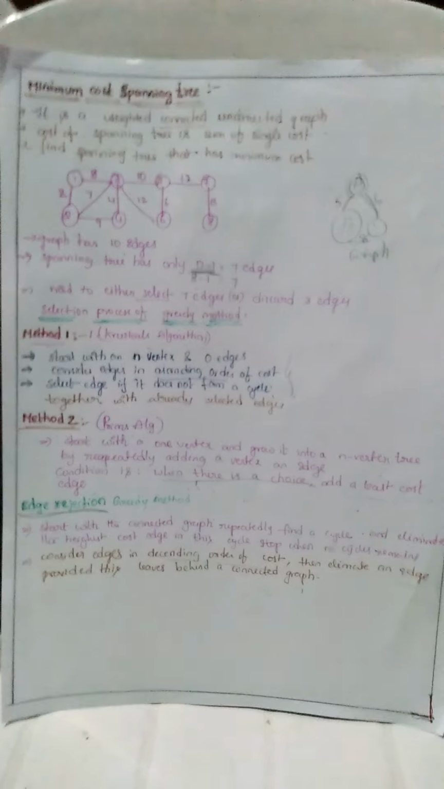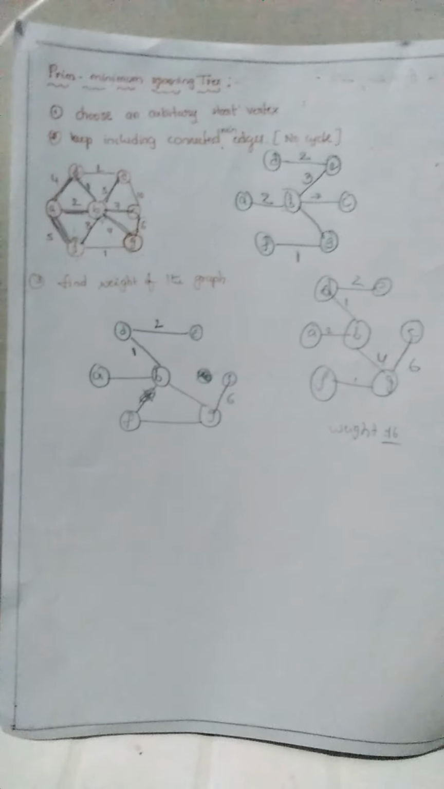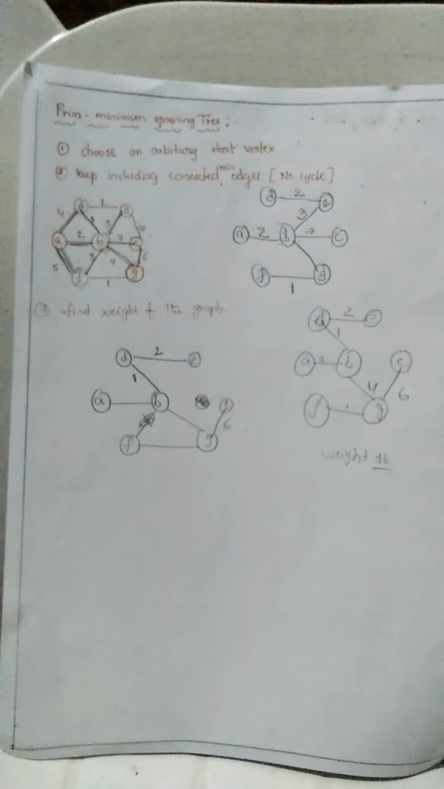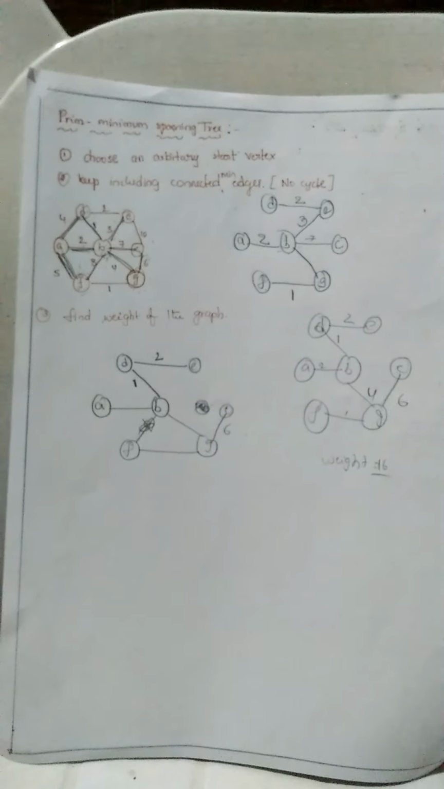Now let us see the example of Prim's algorithm. Look at this picture. This one is the graph, and in this graph we apply Prim's algorithm. How many vertices are there? 1 2 3 4 5 6 7 vertices. Then n minus 1, 7 minus 1, is 6 edges. Now we find the minimum cost spanning tree applying Prim's algorithm.